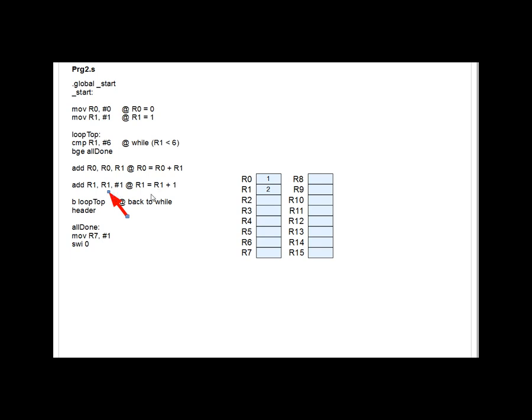And loop iterations continue like this until R1 reaches 6, at which point R0 will be 15. At this point, the CMP BGE pair does jump to all done, and the program exits with code 15. I'll compile or assemble and run the program here so we can see the final exit code of 15, confirming that it works.